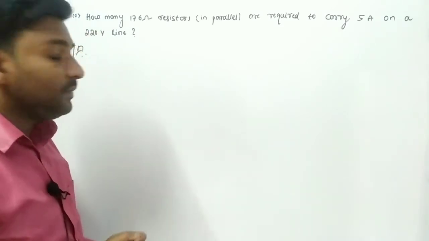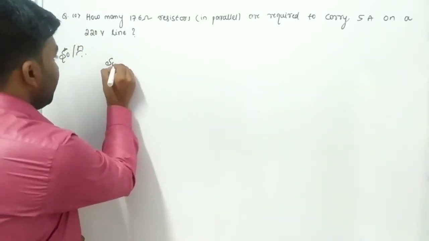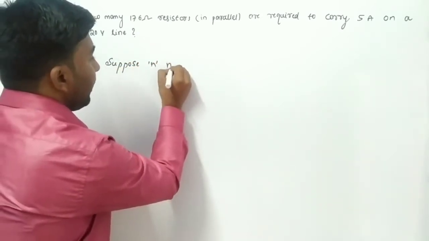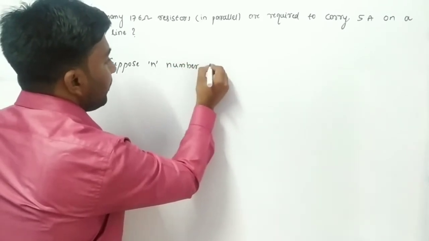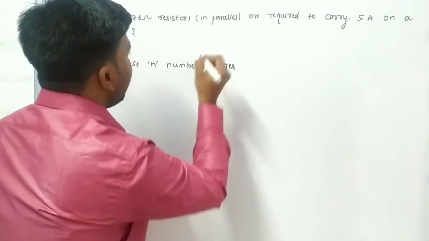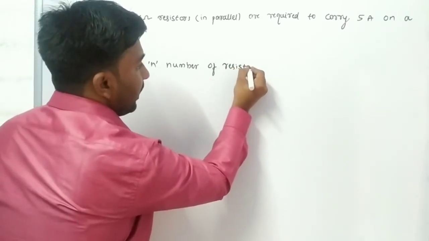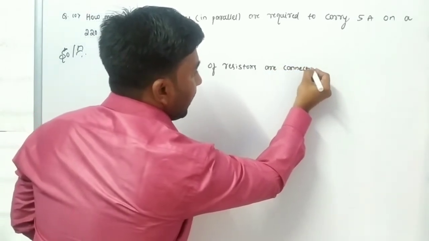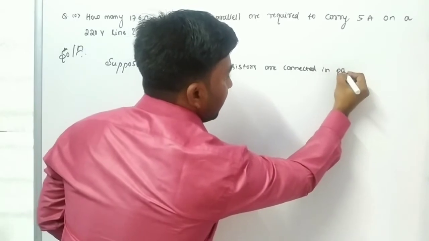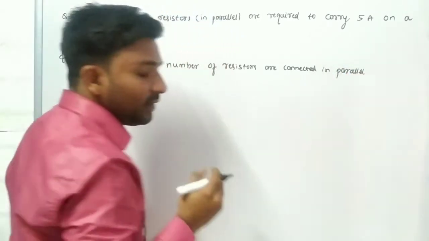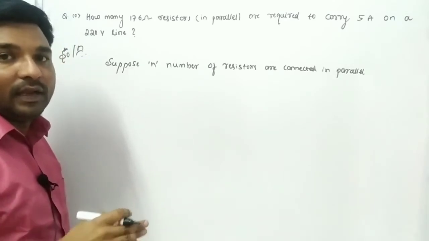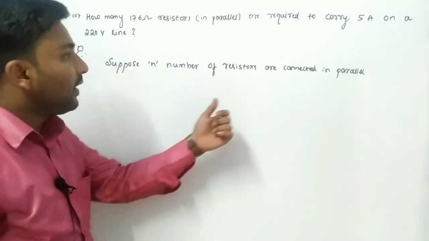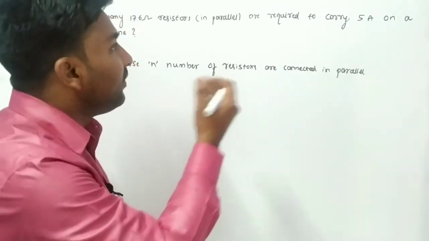So let's suppose that n number of resistors are connected in parallel, because we don't know how many resistors we need in order to carry 5 ampere of current. So what I have done, I have considered n number of resistors connected in parallel in order to get 5 ampere of current.